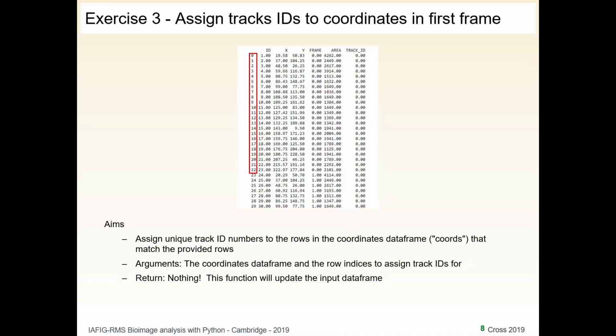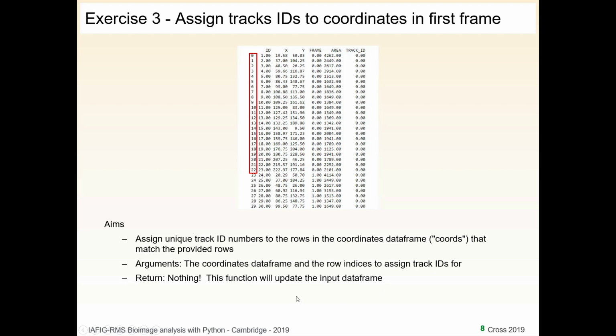Now on to exercise 3. At this point we're able to extract out the rows corresponding to a particular frame. For the very first frame, we don't have any existing tracks that we can link back to, so we assume that each of the objects detected in that first frame are the first instance, or we're going to call them the first instance of each track. So what we want to do is write a new function which allows us to identify any of those specified rows which have a track ID equal to 0, i.e. they've not yet been assigned a track ID. And we want to take those and then give them a unique number.